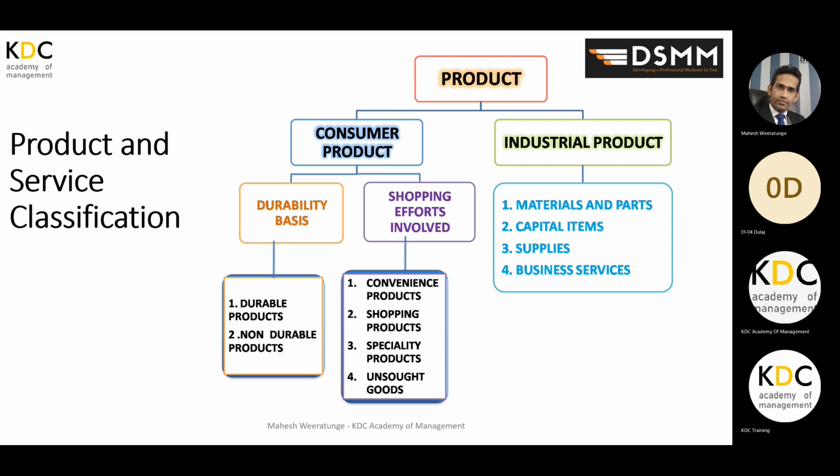Then the other one we identified as unsought goods. These goods you do not think of buying, but if someone comes and pushes you to buy, if someone comes and asks you to buy, if someone comes and persuades you to buy, motivates you to buy, then you might buy. Sometimes even after you purchase these products, you might not even use them. Those types of products we identified as unsought goods.